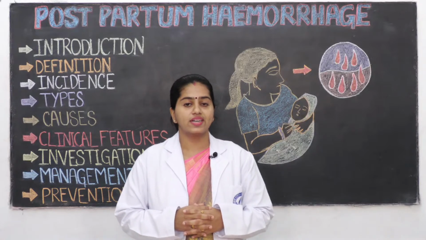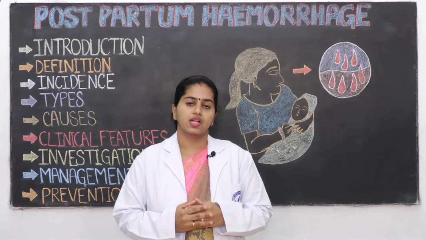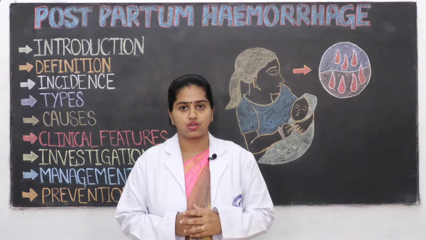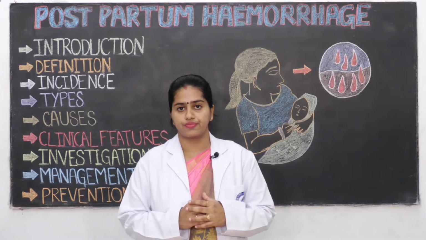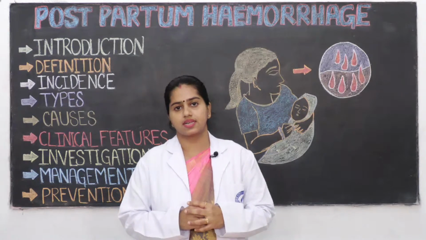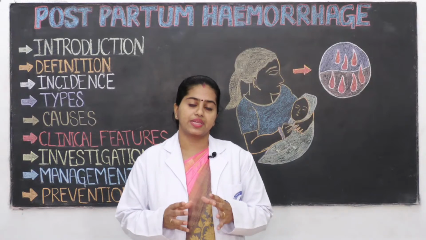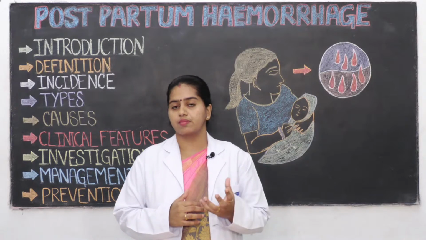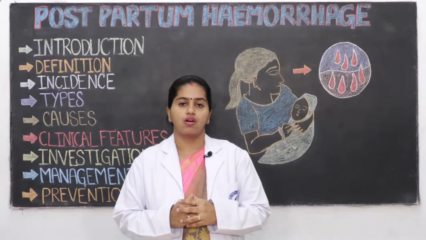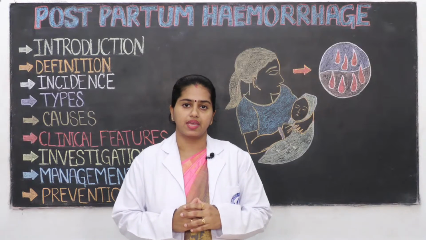The second cause is over distension of the uterus. The reasons for over distension of the uterus are multiple pregnancy, where the woman has more than one fetus, and polyhydramnios. The uterus becomes over distended, and during the third stage of labor the muscle fibers cannot retract or contract. As a result, PPH can happen.